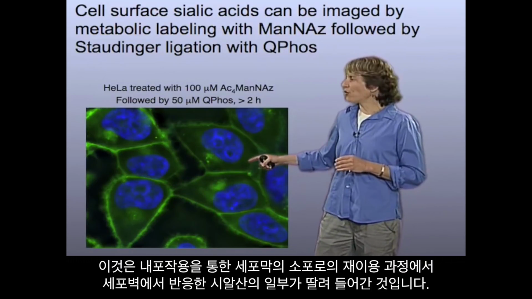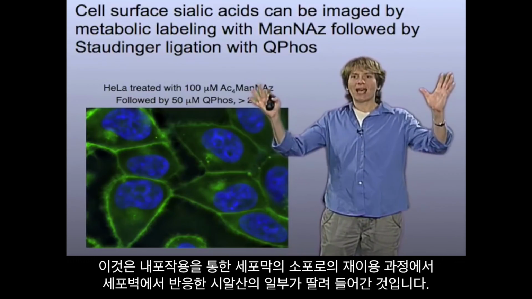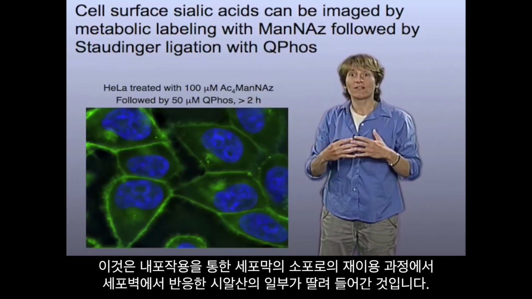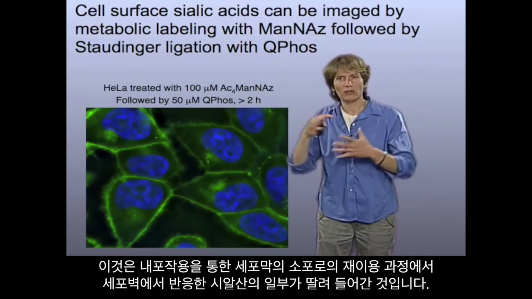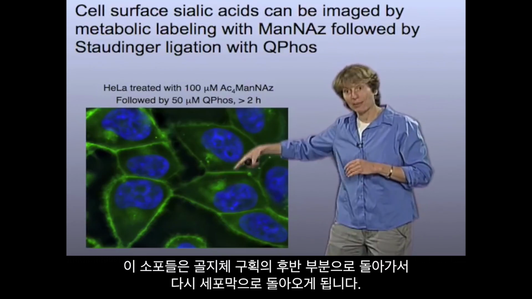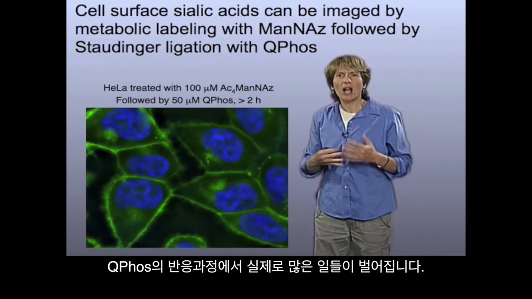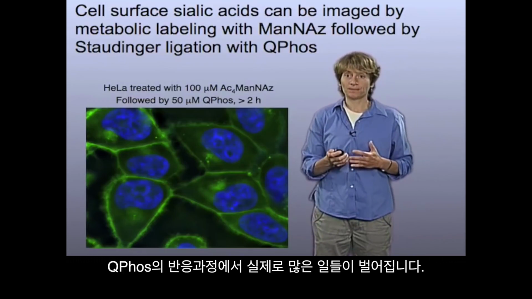That's because after we react sialic acids on the membrane, some of those sialic acids end up internalized into vesicles because the membranes are constantly being engulfed and recycled and turned over. They're going back into the late part of the Golgi compartment, then coming back to the membrane. There's a lot going on, in fact, during the course of reaction with QFOS.